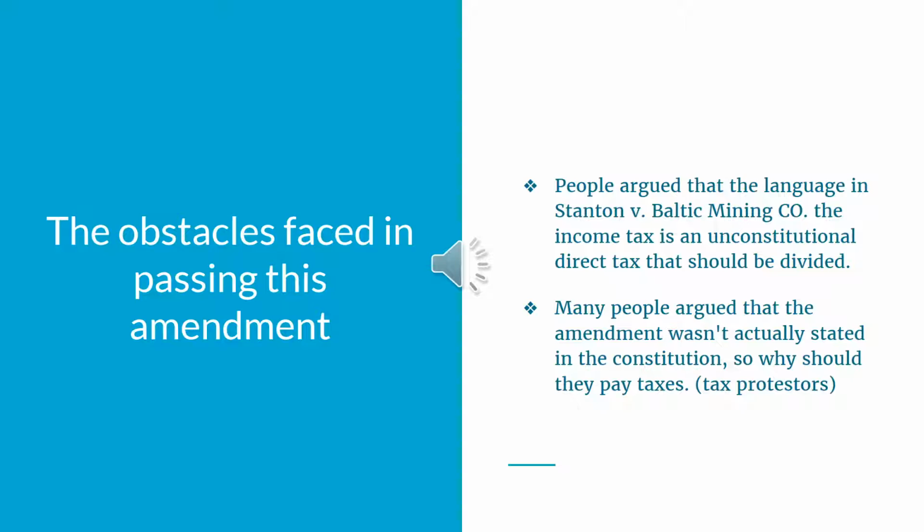Amendment 16 faced two obstacles. People argued, based on Pollock v. Farmers' Loan, that the income tax is an unconstitutional direct tax that should be apportioned. And many people argued that the amendment wasn't actually stated in the Constitution, so why should they pay taxes?